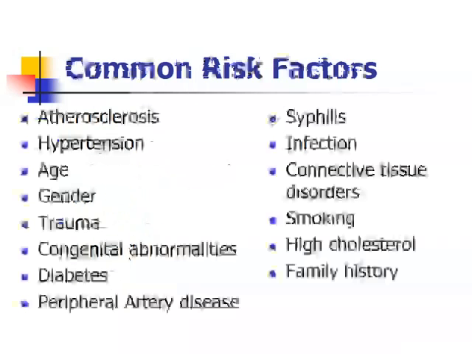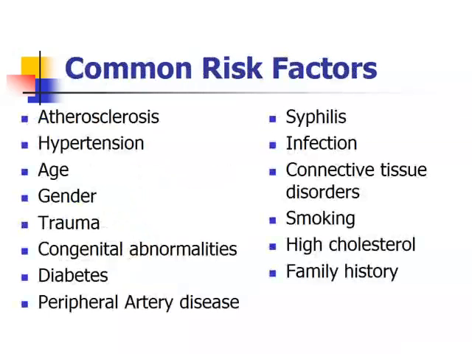Some common risk factors for the development of aneurysms include atherosclerosis, hypertension, and advanced age. Men are more at risk than women, so gender is a factor. Patients that have had trauma to the vessel walls, and it could be something as simple as cigarette smoking, hypertension, diabetes, peripheral arterial disease, those types of things. Congenital abnormalities, and patients that have had certain infections such as syphilis or connective tissue disorders, and a family history of aneurysms also puts patients at a higher risk for developing them.